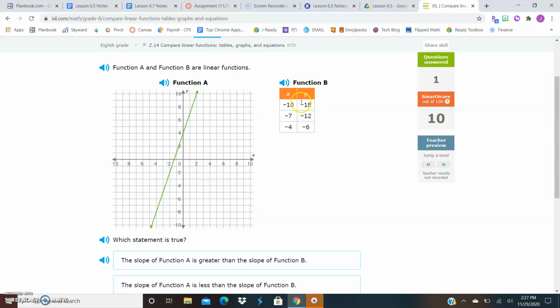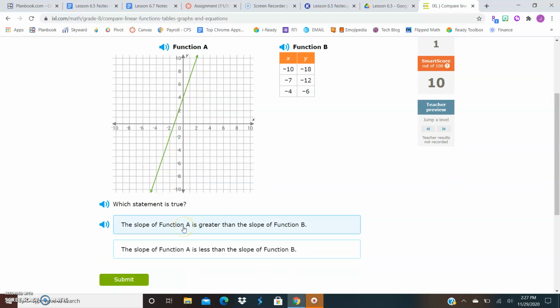So function B has a slope of 2, and function A had a slope of 3. So A is larger, so the slope of A is bigger. So we want to pick that one.